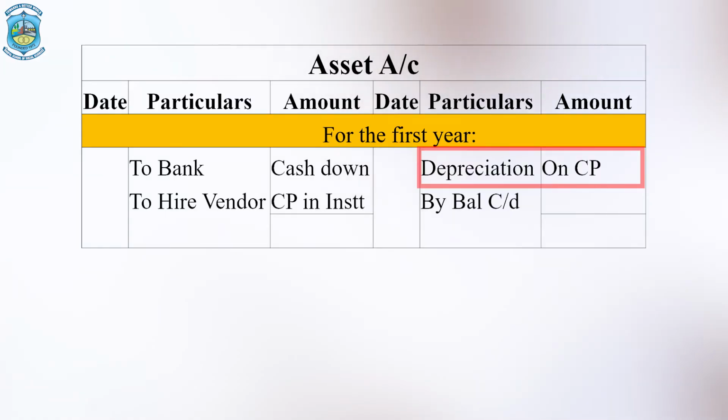So, depreciation is shown as a decrease in the asset, therefore, it will be recorded on the credit side of the asset account as by depreciation.